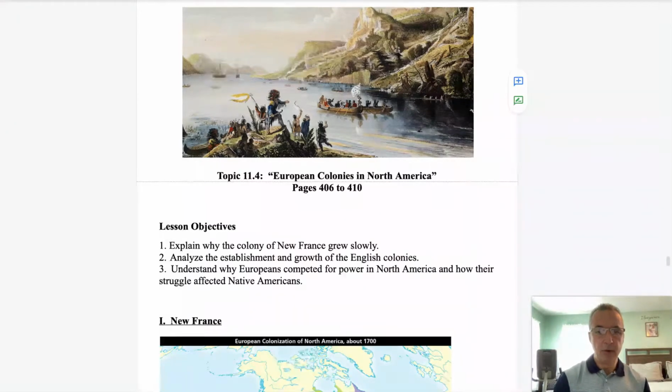So looking at 11.4, European colonies in North America, we're going to explain why the colony of New France grew slowly. We're going to analyze the establishment and the growth of English colonies and understand why Europeans competed for power in North America and how their struggle would impact Native Americans.